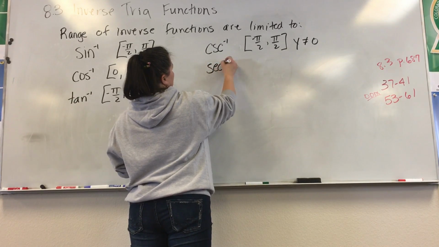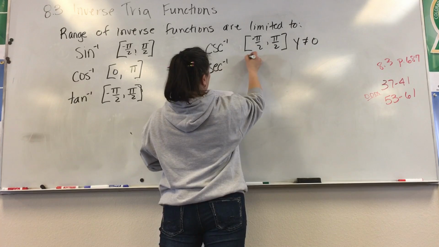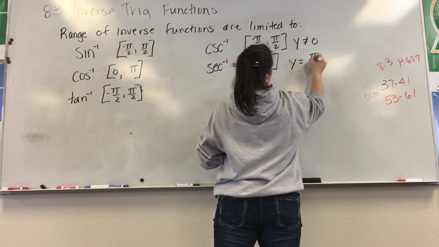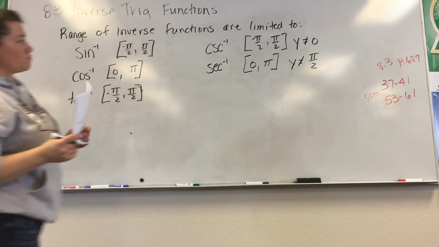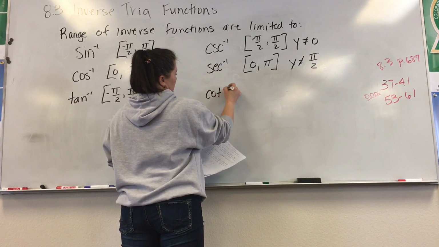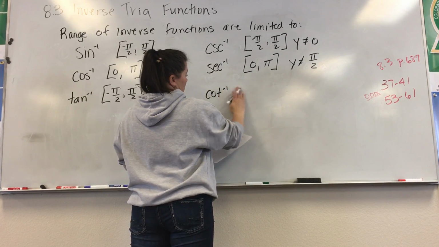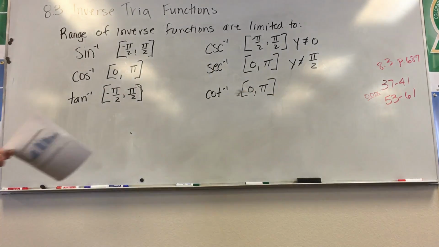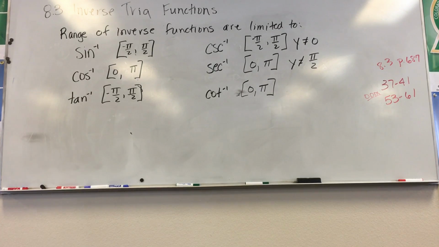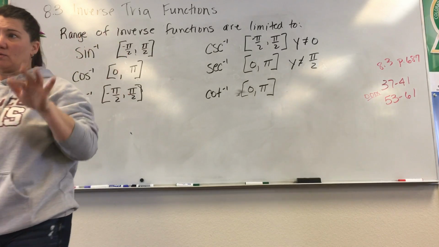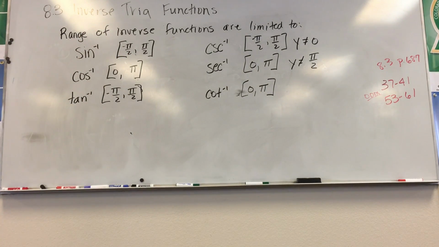The inverse secant has a range of 0 to pi. It cannot be pi halves. And the cotangent is between 0 and pi, and it's not limited otherwise. Okay. So those are your ranges. Your answers when you're using these inverse functions have to be within those ranges.